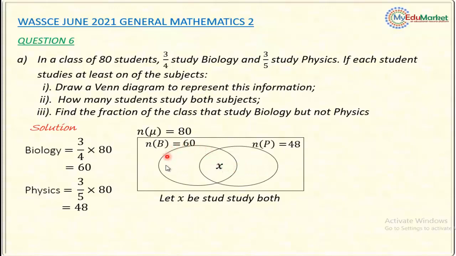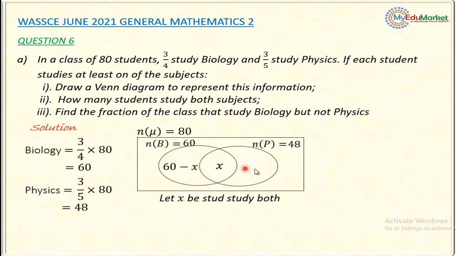Those that study biology, remember, completely, they are 60. So to get those that study biology only, I will remove from 60 those that study physics at the same time. So this will give 60 minus X. Subtracting X from 60 will give you those that study biology only.